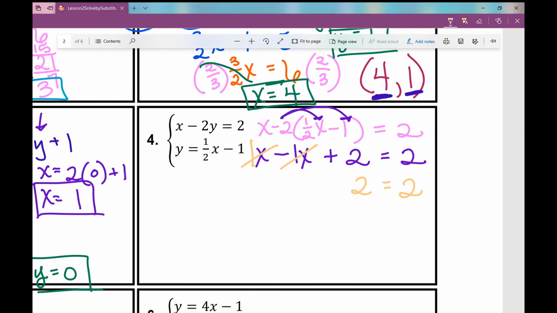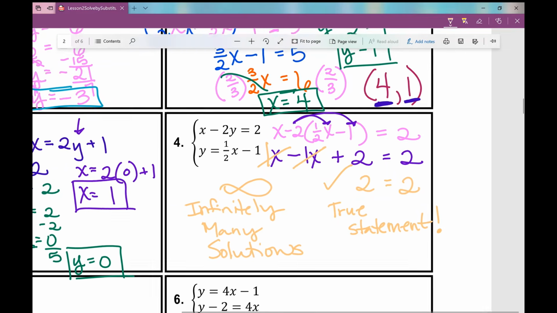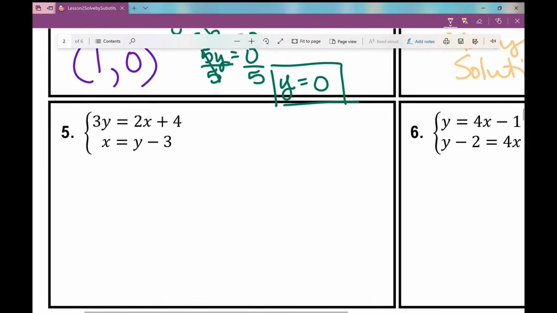Okay, well, what do we know when we get rid of our variables and we end up with a statement that is true? When you get rid of your variables and you end up with a true statement, what's your answer? Infinitely many solutions. So that is the answer to number 4. You can write infinitely many solutions, or you can write that infinity symbol. Doesn't matter, that's fine. Let's go on to number 5.